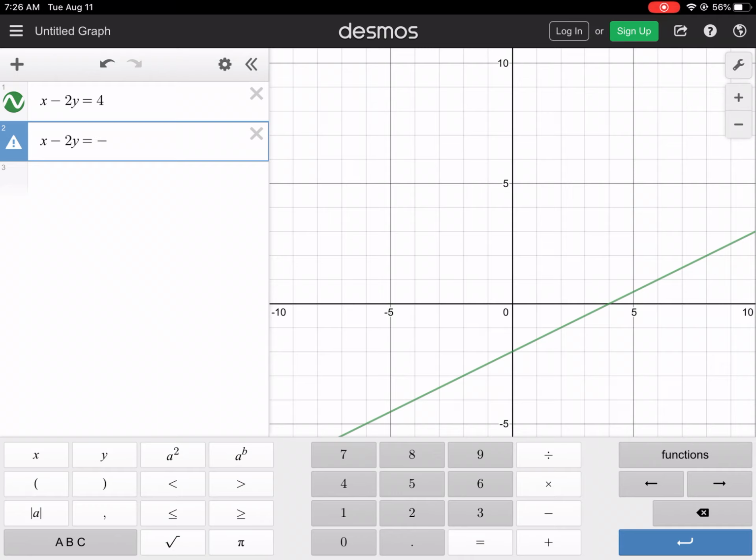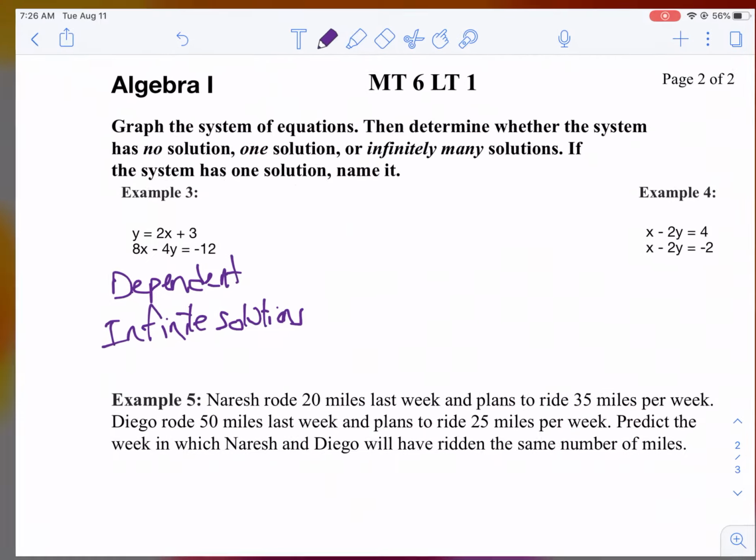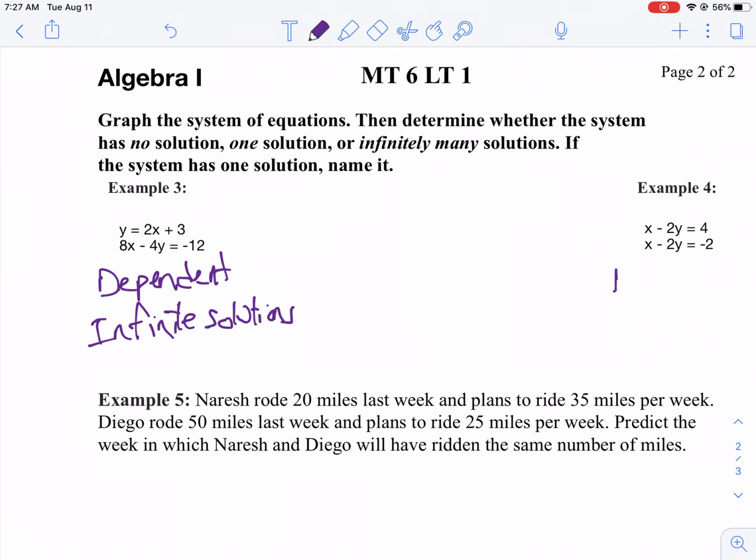Probably could have guessed this one without graphing it because those lines are the same except for the constant term, so that makes them parallel. They have the same slope. So this one has no solution. So you just graph them and see if they intersect. You would name that point. If they don't intersect, it's no solution.